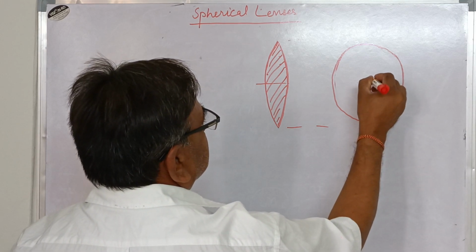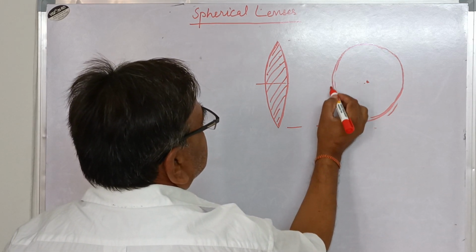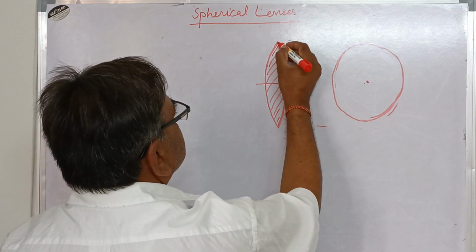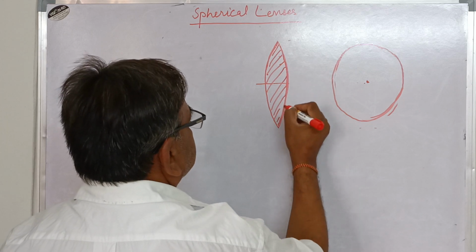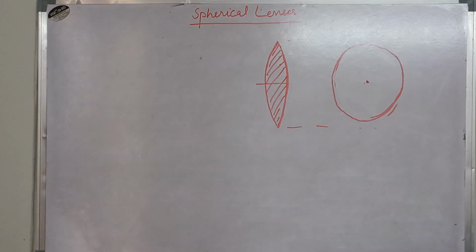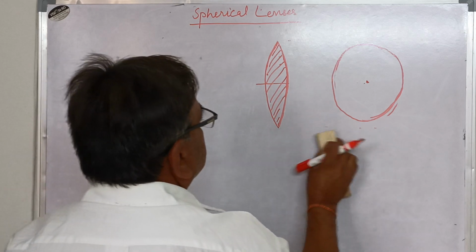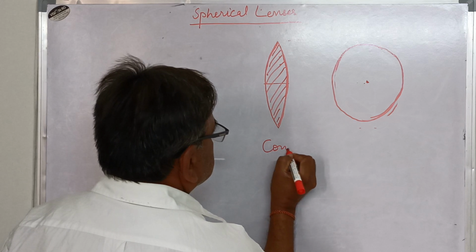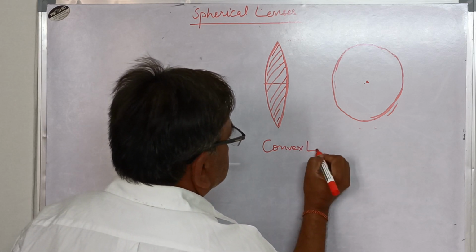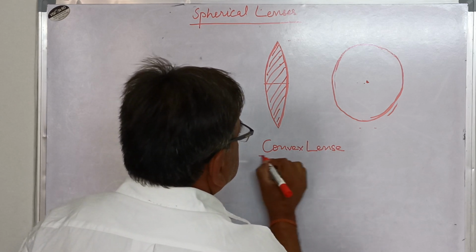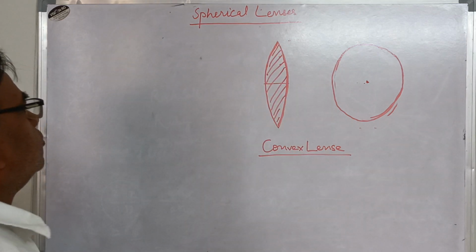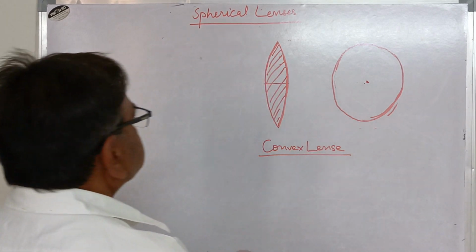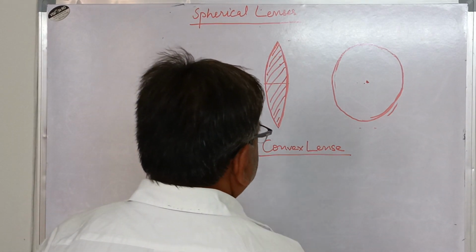This portion is thicker and the sides of this disc are thinner. So this type of lens is called a convex lens. When the two spherical portions of the glass are joined together, this is called a convex lens.